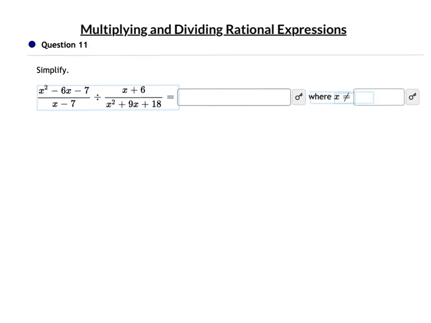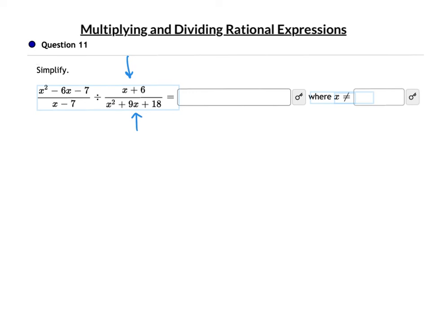Question 11 is a division problem. There are some multiplication problems as well. The only difference is you don't have to flip the second fraction. When you divide, you multiply by the reciprocal. So this fraction has to be flipped, the second one only.